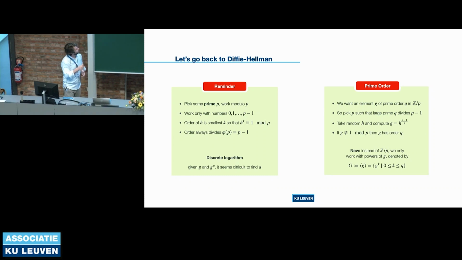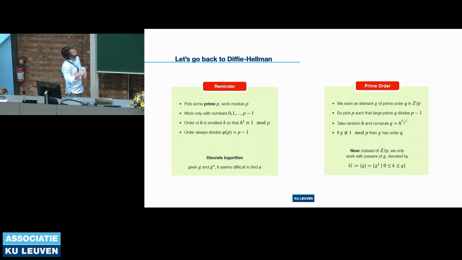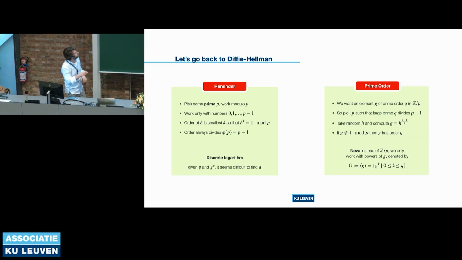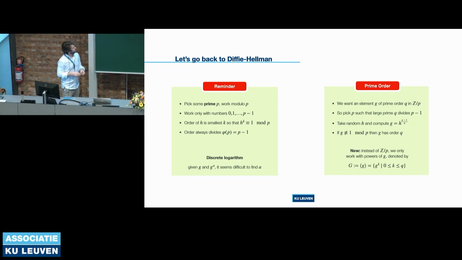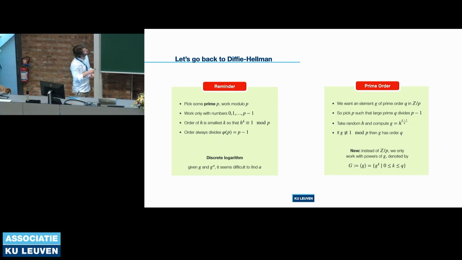So we have to pick P in such a way that Q divides P minus 1, because we know that the order of any element will divide P minus 1. And so if we want that to be a large prime, we need to make sure that we already have that when we pick P. Now, how do we do that?